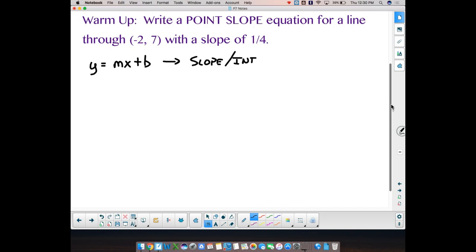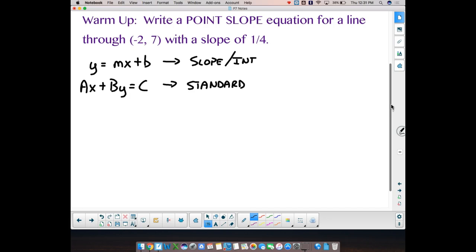Another one: standard form. Do you know what standard form looks like? And with standard form comes a couple of different conditions, right? No fractions, no decimals. A is positive. So we have those 2 extra conditions to go along with it. Still not point-slope form, right?